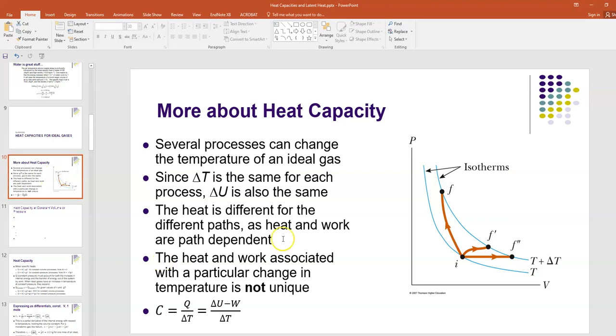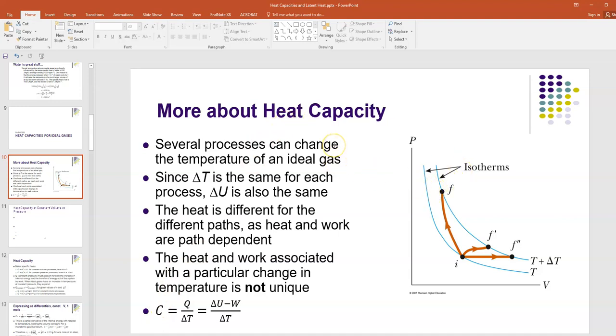Remember, the heat capacity is defined as the amount of energy that it takes to raise the temperature of a substance by a certain amount delta T. We generally use the symbol Q to talk about the heat energy that has to be transferred to a substance like an ideal gas to raise that temperature by some amount delta T, and then we use C oftentimes for the symbol for the heat capacity.